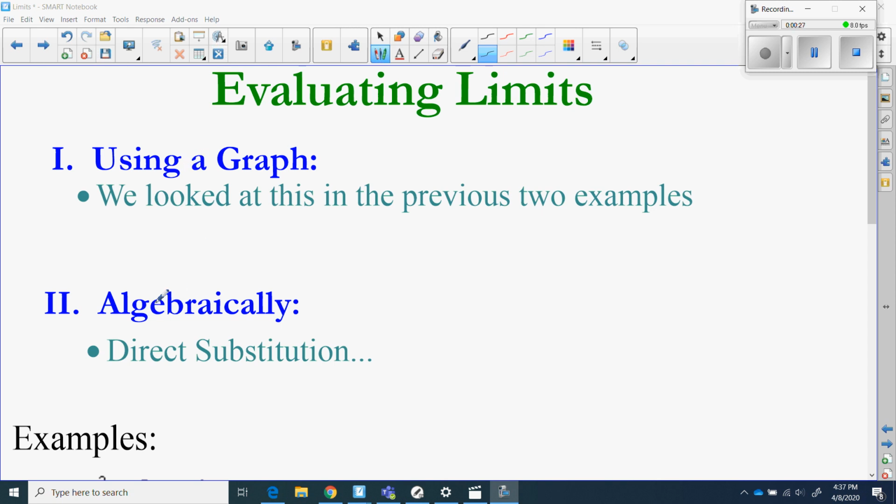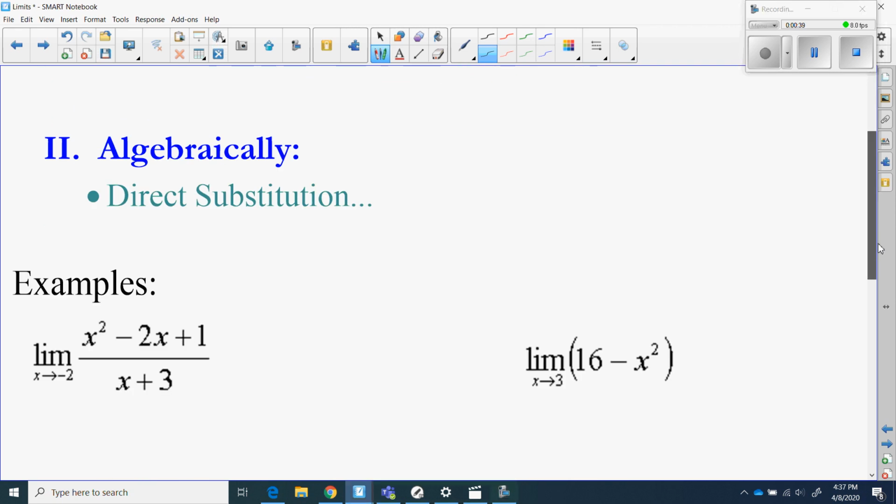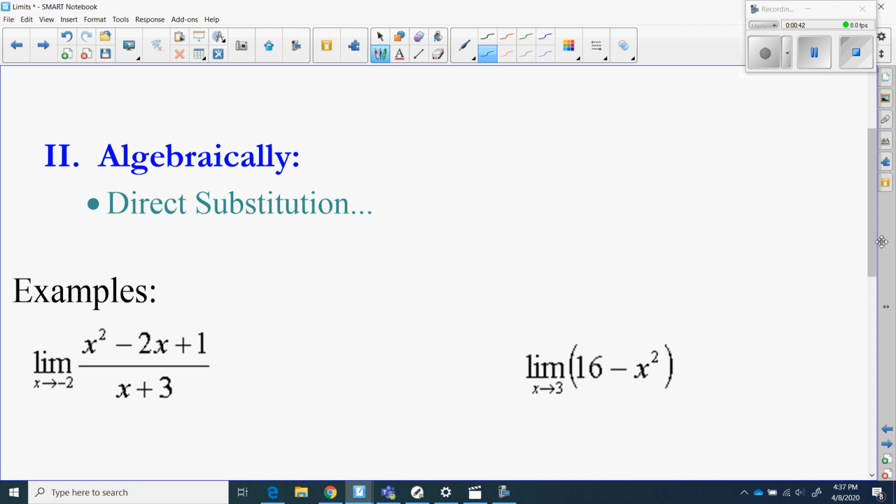Today we're going to look at how do we determine limits when we don't have graphs in front of us. How do we actually calculate them? Pencil and paper calculations. So there's a couple things we've got to be aware of. There's two types of situations. The first one is what we call direct substitution.